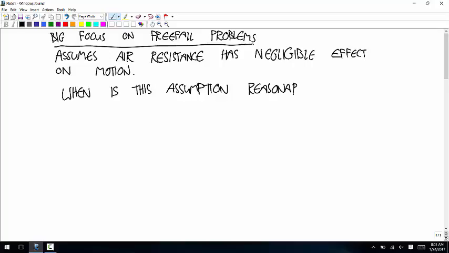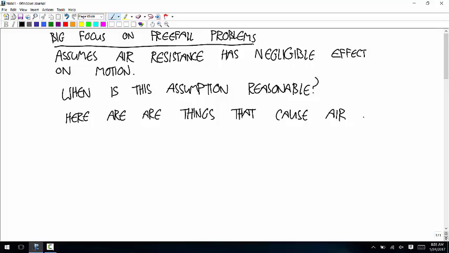But the things that you should keep in mind, here are the things that cause an air resistance effect on the motion.